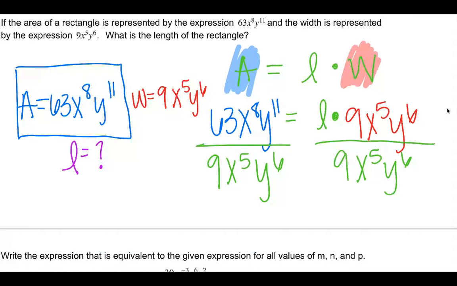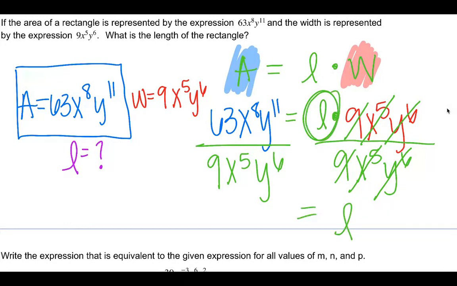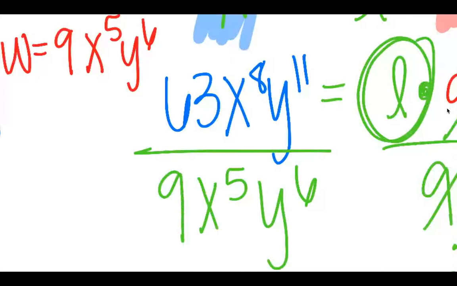Okay, so now I've got a 9 on top, 9 on bottom goes away. X to the 5th on top, x to the 5th on bottom goes away. Y to the 6th on top, y to the 6th on bottom goes away. So I'm left with this L, which is what I wanted. So we're going to get L equals whatever this is. So I'm left with this division problem.